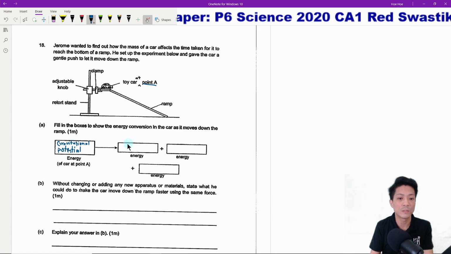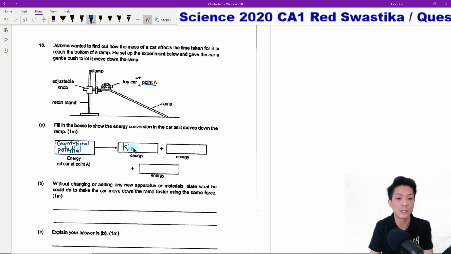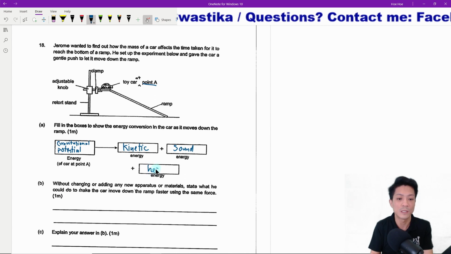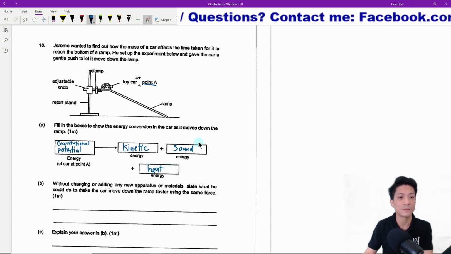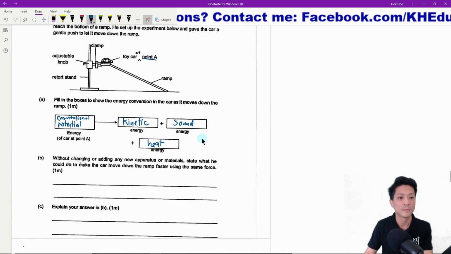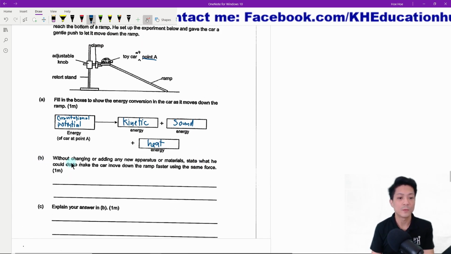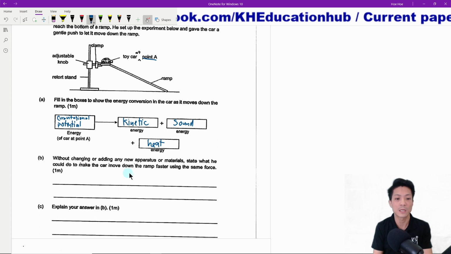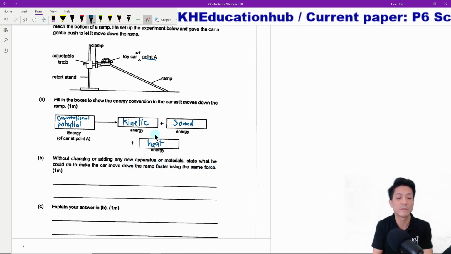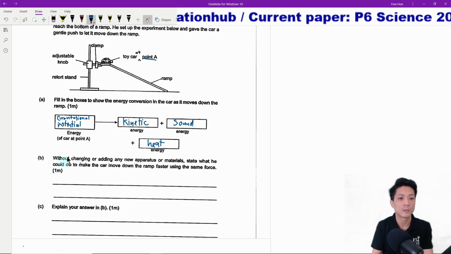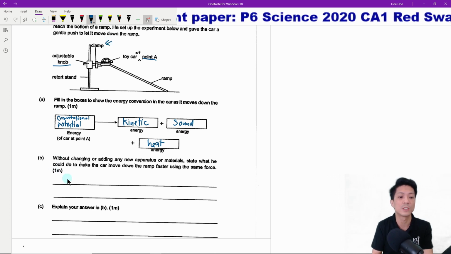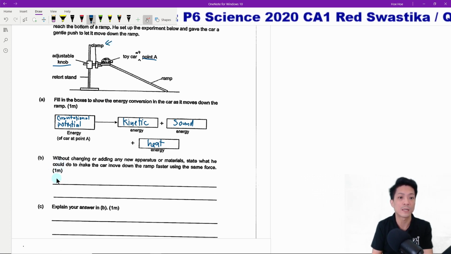Okay, so the gravitational potential energy will be converted into kinetic energy, plus sound, and there will be a bit of heat energy. Okay, part B, without changing or adding any new apparatus or materials, state what he could do to make the car move down the ramp faster using the same force. So what he can do is use the adjustable knob to adjust the height of the clamp, or to increase the height of the clamp.